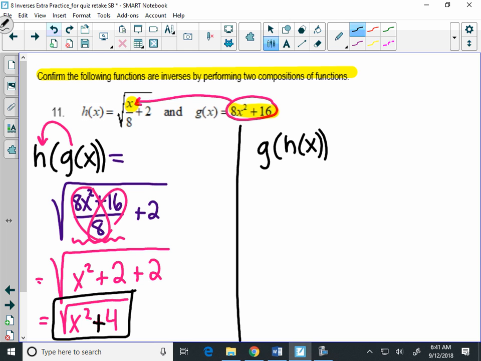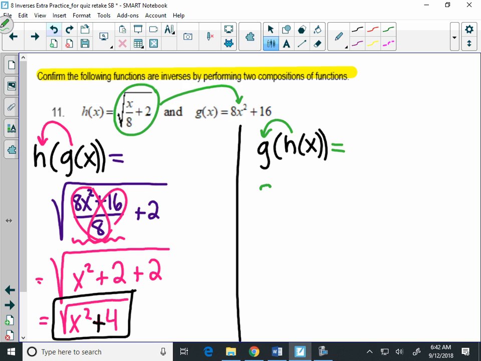Now we have to do the next composition, and that composition is to take the function of h and put it into g. So let's start over here. We're going to take this entire square root and put it in for x in g. So let's write this down.